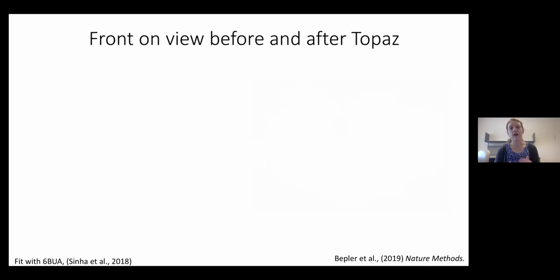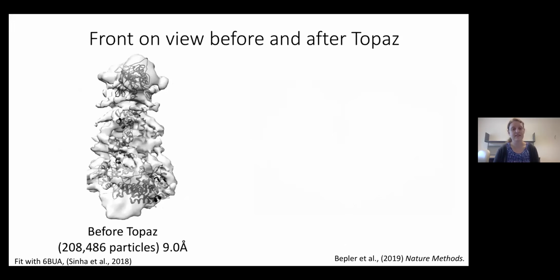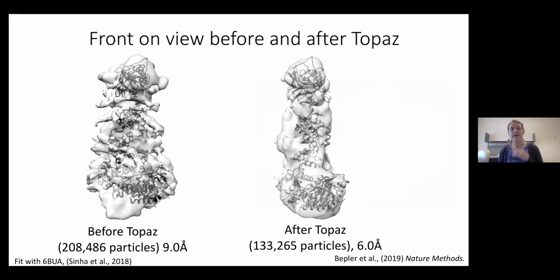And finally, looking at the front-on view of Dicer before and after Topaz. Before Topaz, this view was underrepresented and it looks very streaky. It's almost like if someone had a wall of wet paint and ran their hand through it, that's what my model looked like. And it's very spiky as well. But after Topaz, that streakiness has greatly improved, but it's still low resolution. We can also see there's this extra density coming off of the RNase-3 domain, and at this time, we're still not sure what that extra density is. We're planning on collecting additional data sets for the Dicer-2 R2D2 complex, hopefully achieving higher resolutions overall with all the different views, to better understand what this extra density could be.